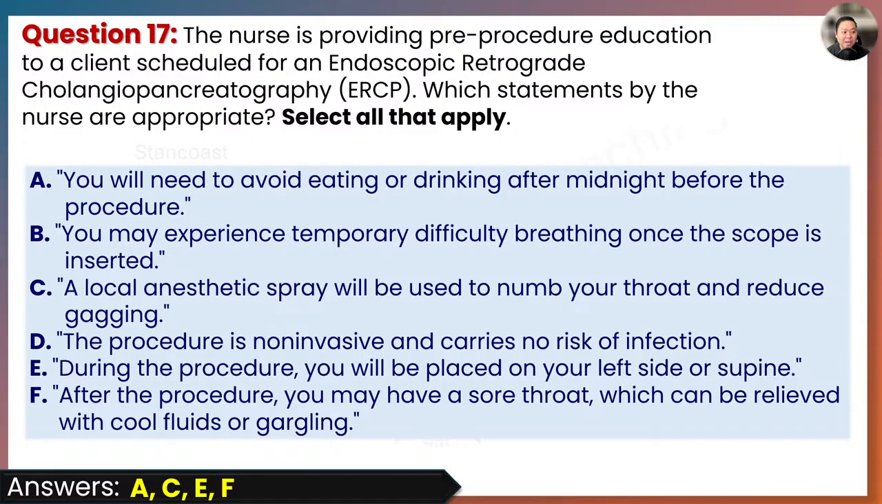Now, option B here is incorrect. The scope does not obstruct the breathing. The airflow basically remains intact in this procedure, so this statement may cause unnecessary anxiety to your client. Now, letter D is also incorrect. The procedure is non-invasive. Well, that is already a false statement. It's not non-invasive. ERCP is invasive, and it introduces a risk of infection, particularly sepsis and cholangitis, because of the introduction of maybe bacteria into the bile ducts. So you've got to investigate all those options.